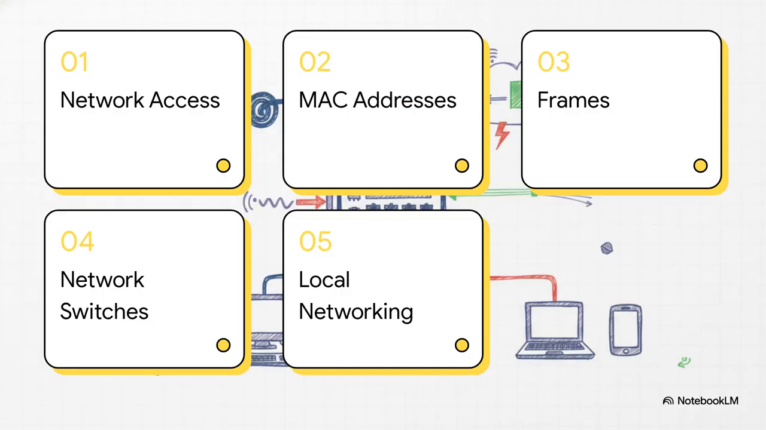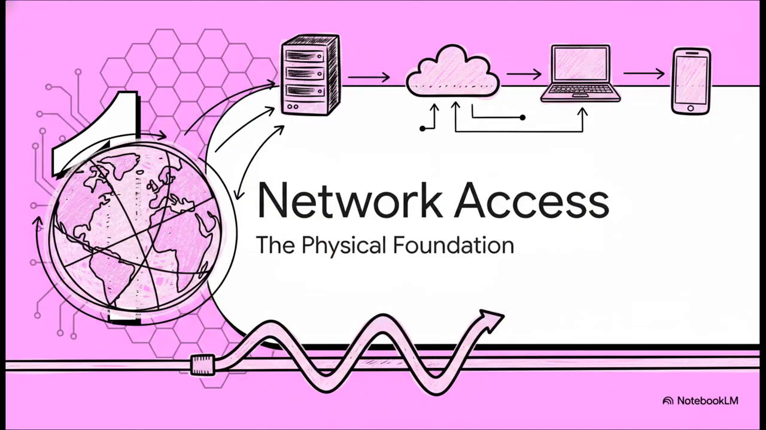We've got a really clear roadmap for today. We'll start with defining the network access layer, break down MAC addresses, see how data gets packaged into frames, look at how network switches operate, and then tie it all together with some real-life local networking. Right, let's kick things off with Section 1, the network access layer.